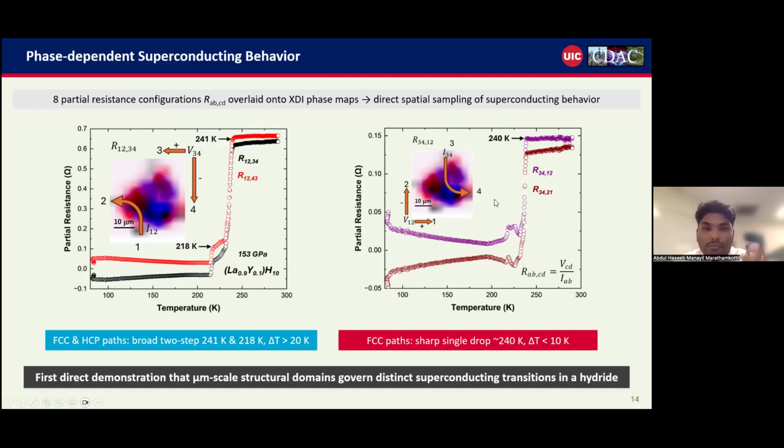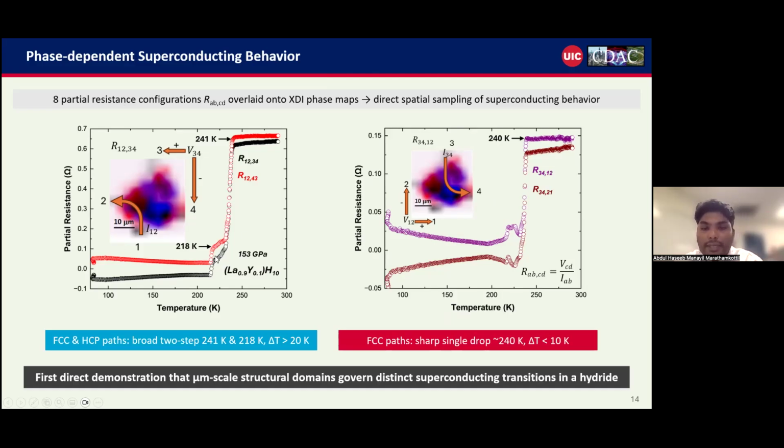So one phase, one transition, one clean drop. So the phase assignment is unambiguous, which transition corresponds to which phase? The cubic phase drives the higher temperature transition near 244 Kelvin, and the hexagonal phase is responsible for the lower one near 220 Kelvin.